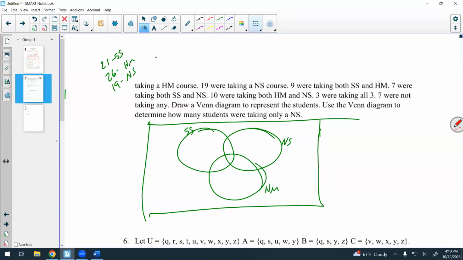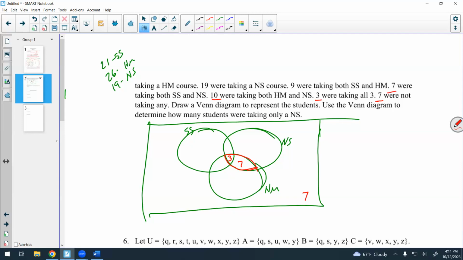So now the trick to this is to start at the end. 7 were not in any. Okay. 3 were in all 3. Well, that's this right here, right? 10 were taking both humanities and natural science. So that's the intersection of humanities and natural science. I need a total of 10 in there. I already have 3, so 7.